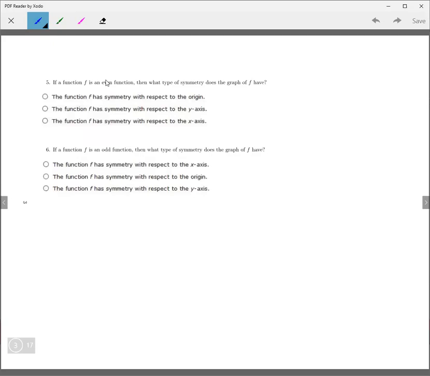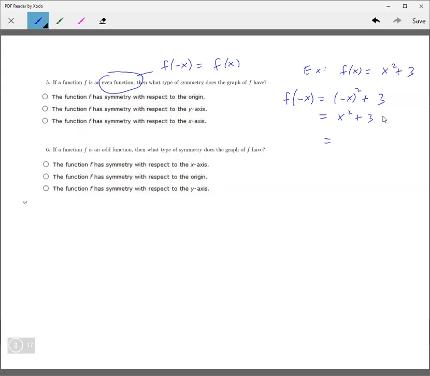Number 5, even and odd functions. Okay, so even, that means that f of negative x is equal to f of x. That's how you can tell a function is even. An example would be f of x equals x squared plus 3. F of negative x is equal to, you replace all the x's here with negative x's. But when you square this, you're going to get the original back. So you're going to end up with the original function back. Okay, so that's equal to that.